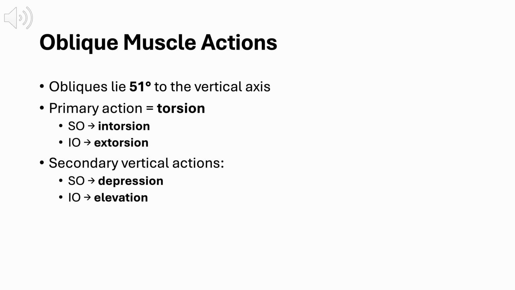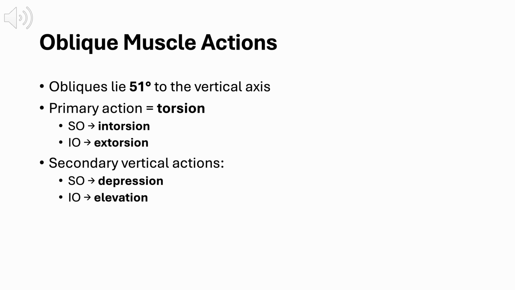After the vertical rectus muscles, the obliques follow a different set of rules. The oblique muscles are oriented about 51 degrees to the vertical axis, which fundamentally changes their function compared with the recti. Because of this orientation, their primary action is torsion rather than vertical movement. The superior oblique produces intorsion, while the inferior oblique produces extorsion. Vertical movement is a secondary effect for both muscles.